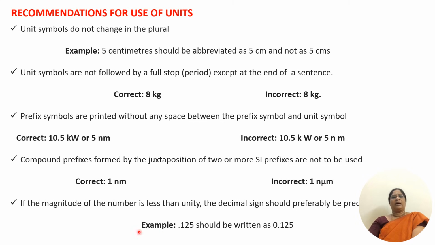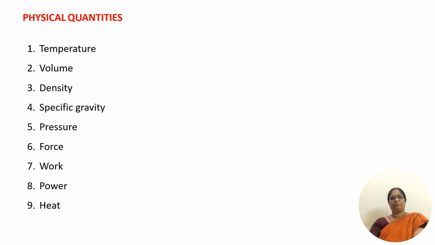And if the magnitude of the number is less than unity, the decimal sign should preferably be preceded by a zero. You shouldn't write .125. It should be written as 0.125.